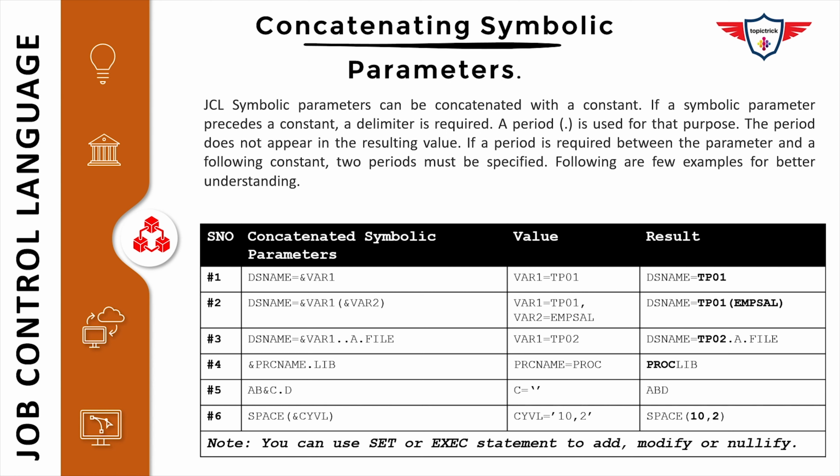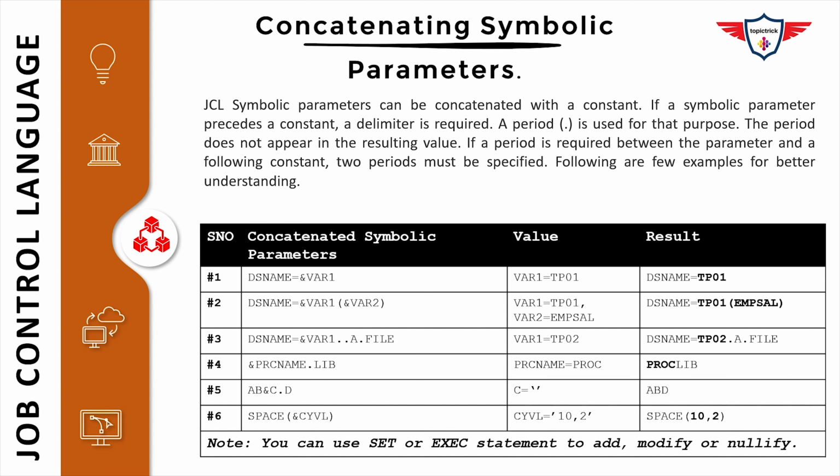So you have 4 columns, and the second column is concatenated symbolic parameters. In the third column you have a value, so you can use either a set statement or probably a JCL execute statement to assign a value to the symbolic parameters. And the last column is actually the result, so what would be the outcome if you assign a specific value to the symbolic parameter. Now let's look at the first example. In this we have DSN name equals to &var1.